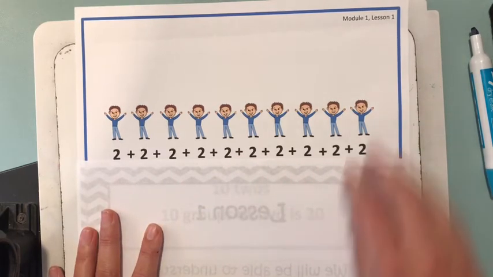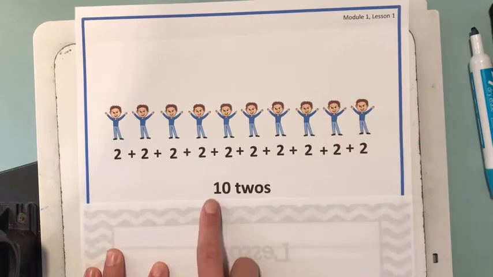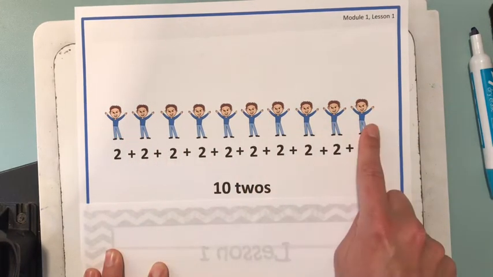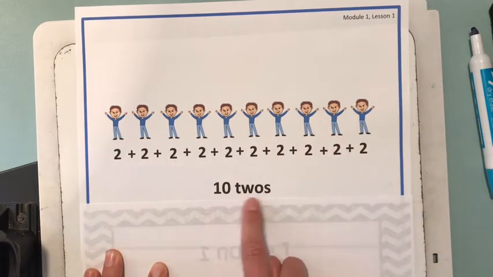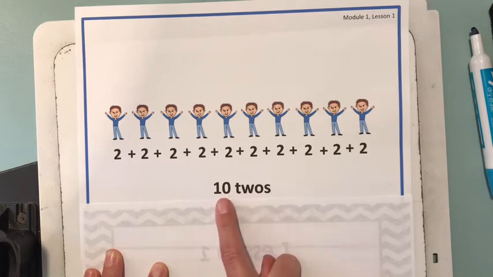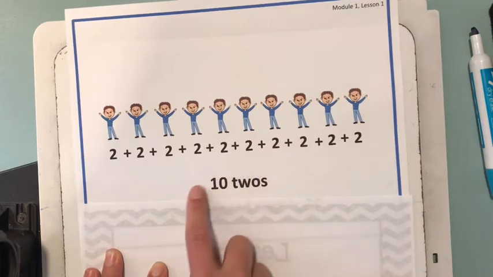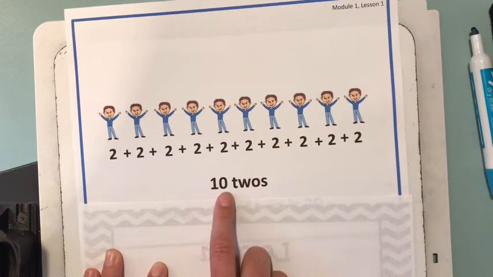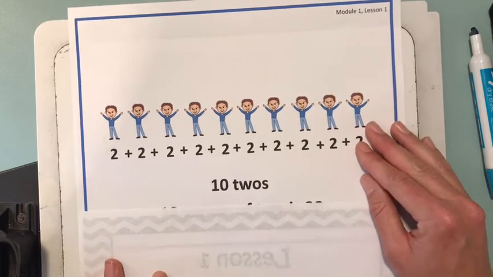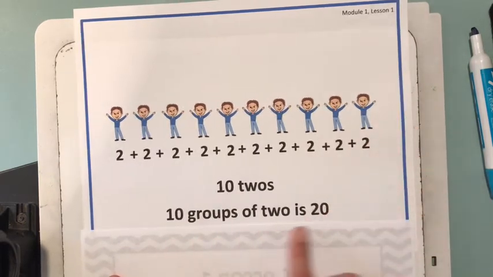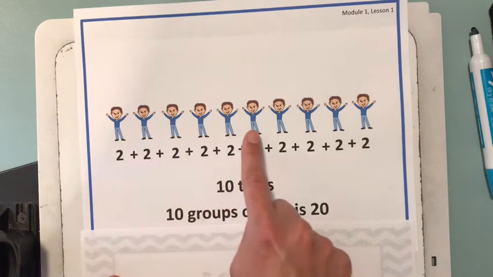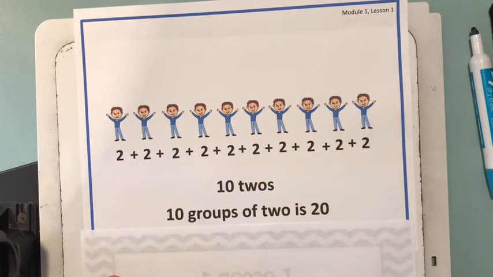All right, so we have 10, because there's 10 people, and each person has 2 arms. So we have 10 2's. And this is called unit form. When you write out the number 10 and then write out the word 2's, that's called unit form. So we have 10 groups. 1, 2, 3, 4, 5, 6, 7, 8, 9, 10. We have 10 groups of 2, and that equals 20.